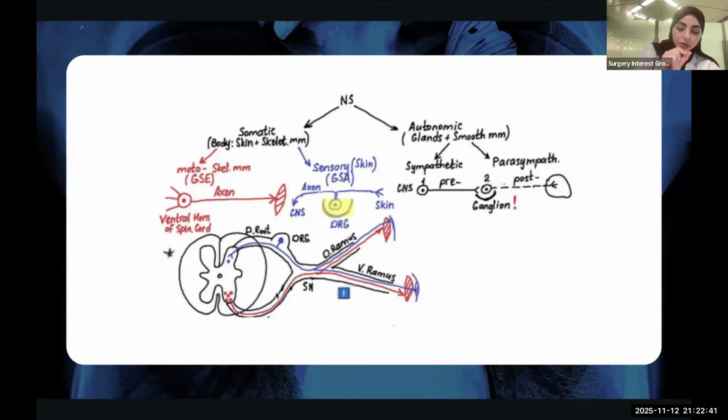So remember, efferent means exit, and I'm talking about the skeletal innervation, okay? Which means somatic, which means voluntary. Make sense? I hope this is not too confusing for you guys. Okay, hopefully it makes sense. Now we'll move on to the sensory.